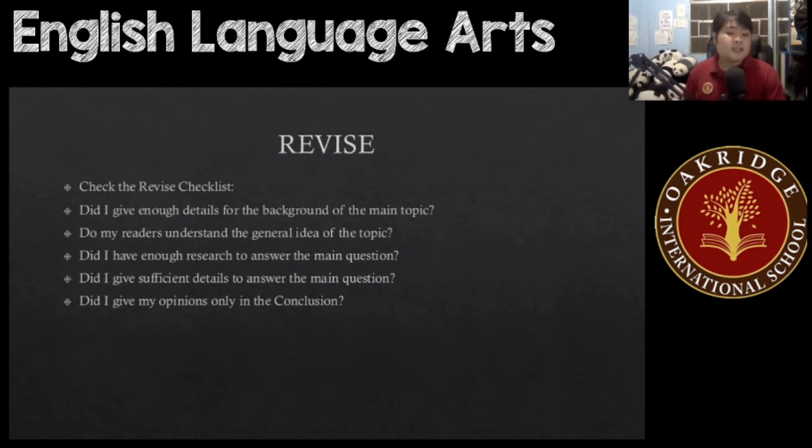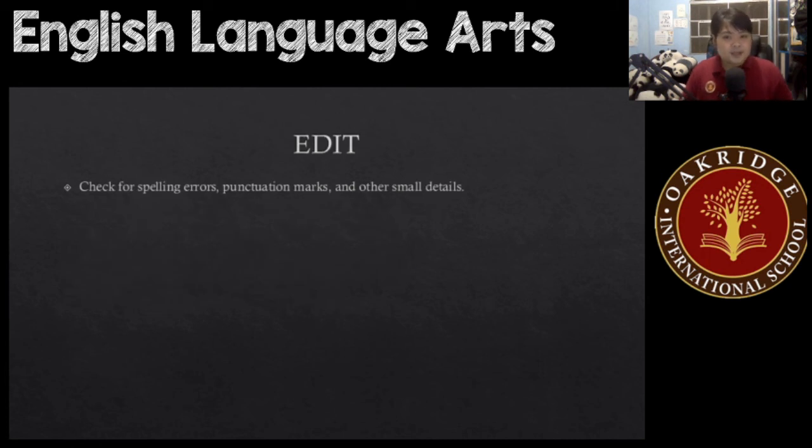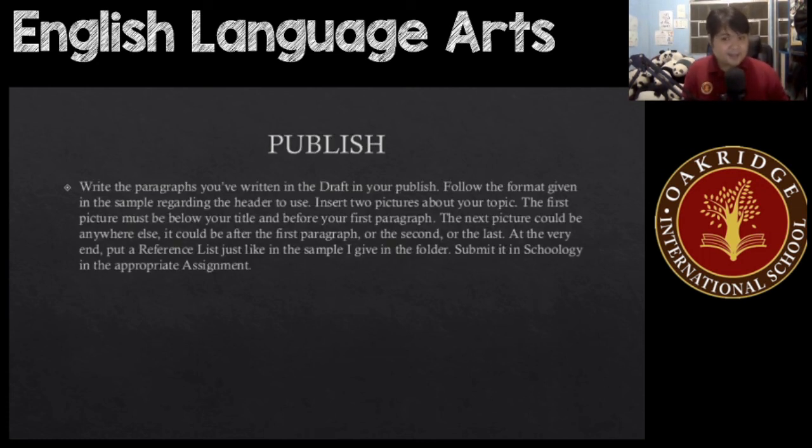Did I give my opinions only in the conclusion? Very important. Whatever you write in the introduction and body, none of it is your opinion. None. The only opinion would be in the conclusion part. And then your edit: check for spelling errors, punctuation marks, and other small details, like indentions and the like.